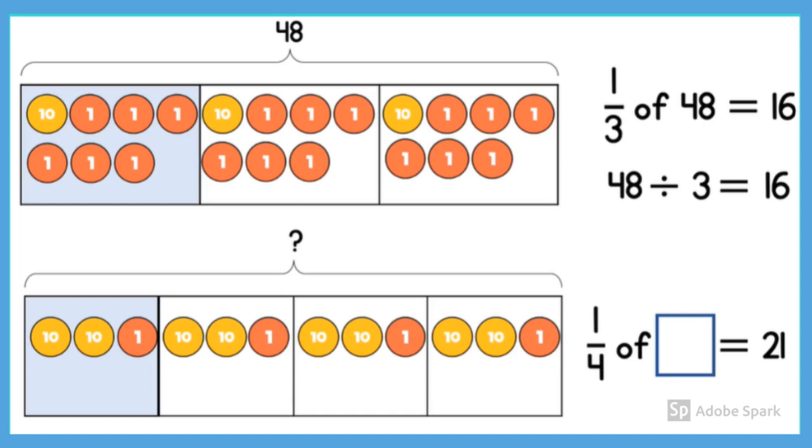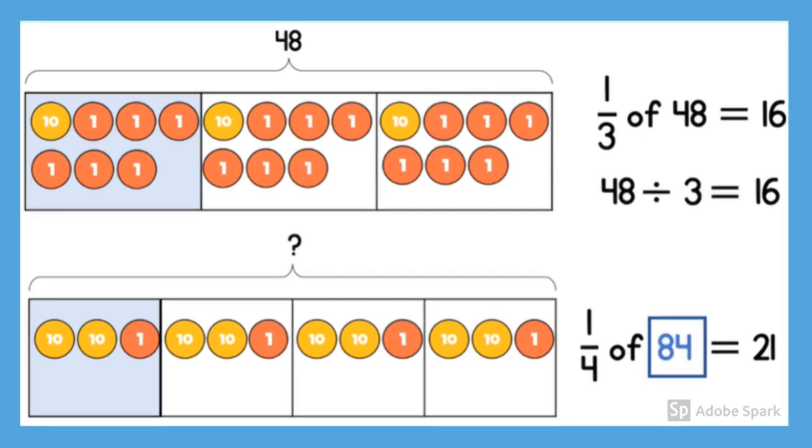In the bottom bar model, 1/4 of something is equal to 21. We know that 1/4 means that there will be 4 boxes. In each of the boxes, there will be 21. To find the total, we add 4 21s together. Did you get the correct answer? 21 in each of the 4 equal parts would be a total of 84. Therefore, 1/4 of 84 is equal to 21. The missing number was 84.